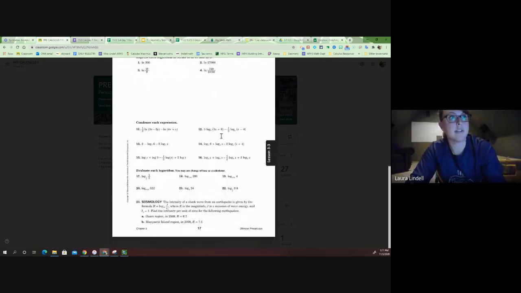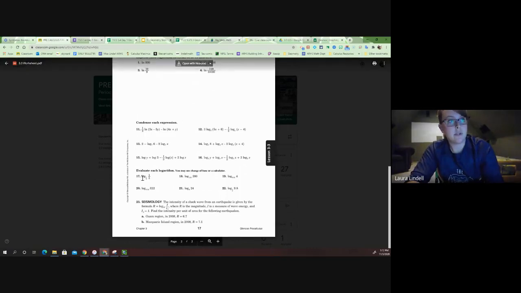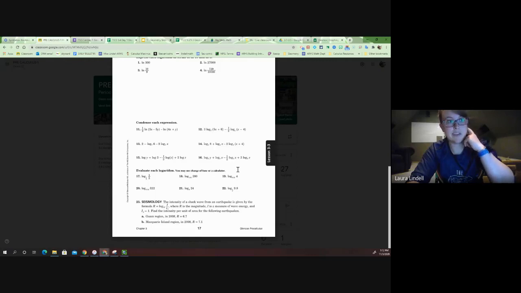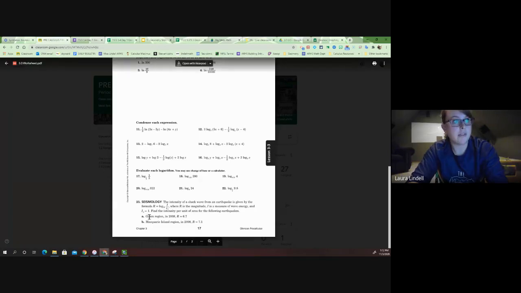Condense the expressions, more condensing stuff. So again, putting things into the exponent and then making it either a product or a quotient for all of these. These ones evaluate each logarithm. You can either use the change of base or just type it into a calculator. I don't care which way you do it. I would probably recommend just type it into a calculator, honestly. Because using change of base, you end up typing it into a calculator anyway. And then this last one, read through it, give it a try. It is a word problem, but don't let that scare you. Read what the thing says, the variables mean and all of that, and then give it a try.